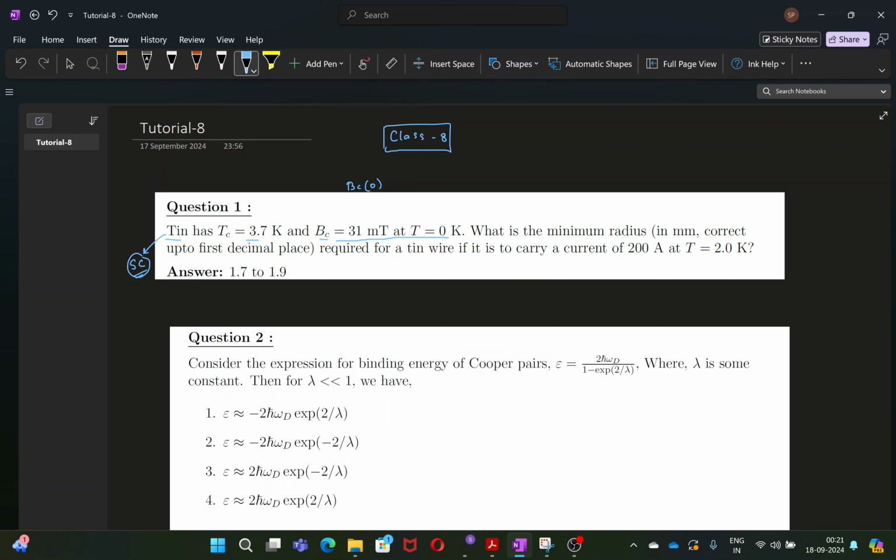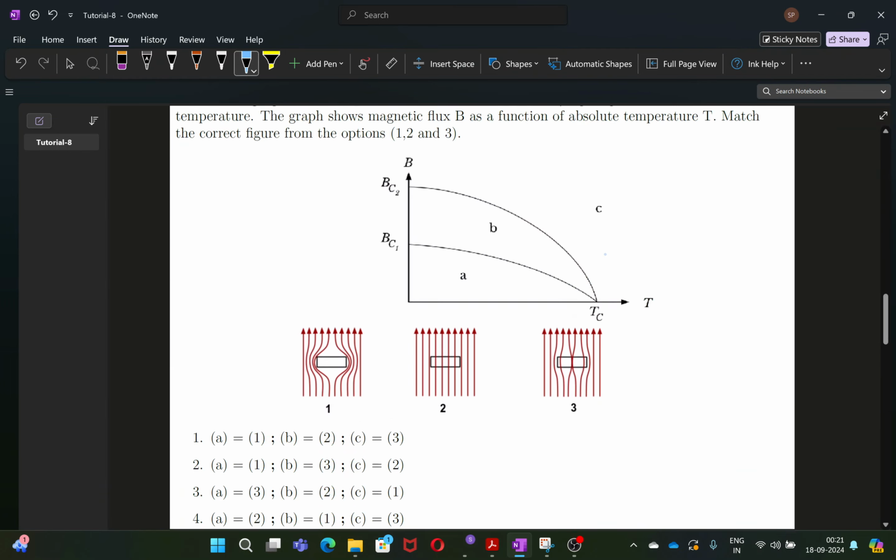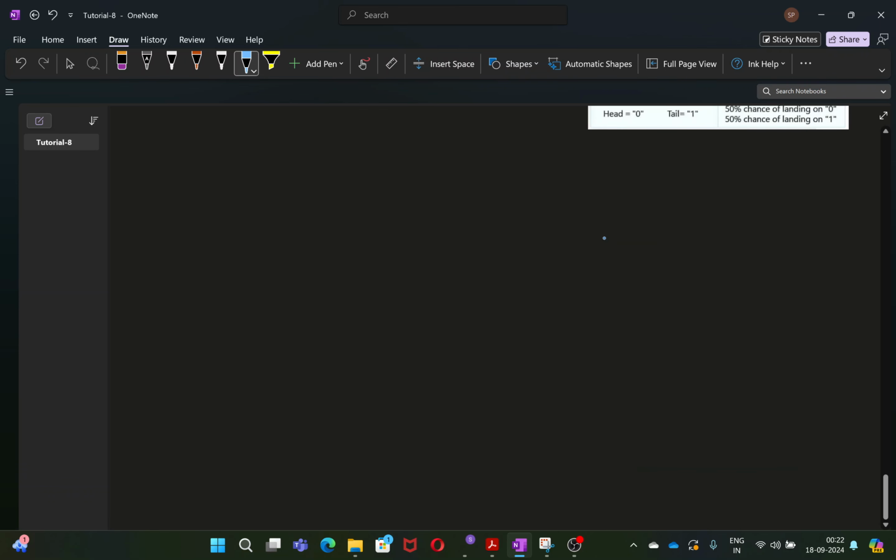And Tc is the transition critical temperature above which tin becomes a normal material from superconducting, 3.7 Kelvin. And then it asks what is the minimum radius required for the tin wire if it is to carry a current of 200 ampere at T equal to 2 Kelvin. So if your temperature is now not 0 Kelvin but a finite 2 Kelvin, and the wire has to carry a current of 200 ampere, then what should be the minimum radius that is required for the wire? Okay, right. So that is what we need to calculate. So let us go to the blank part and try to solve this problem.